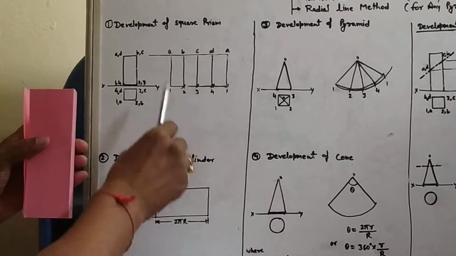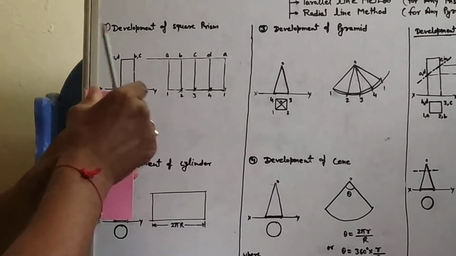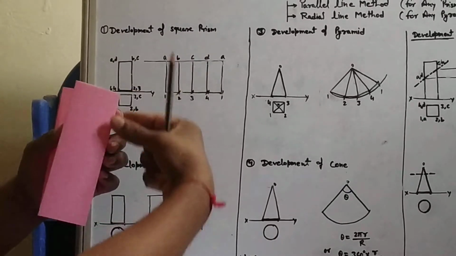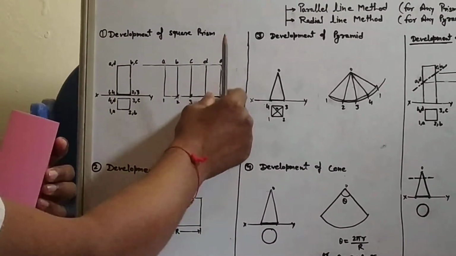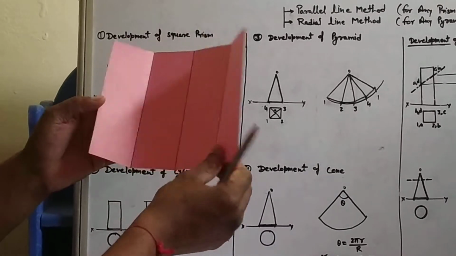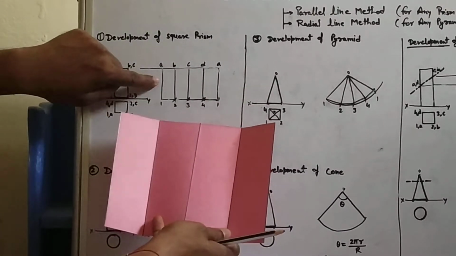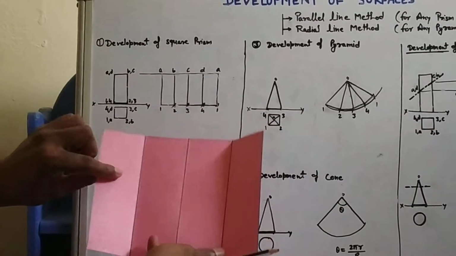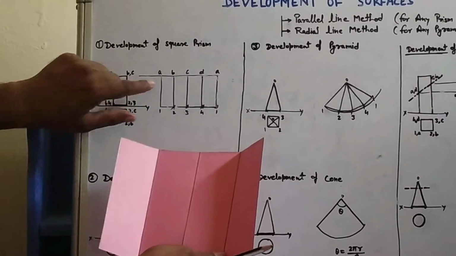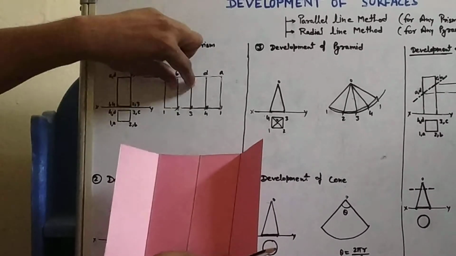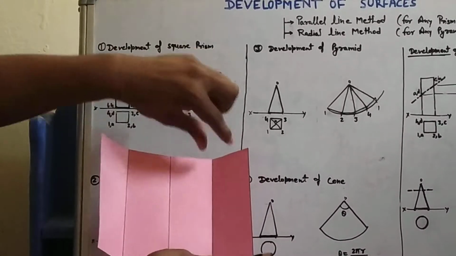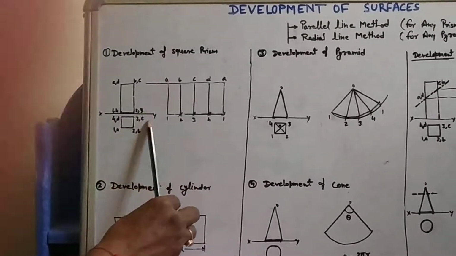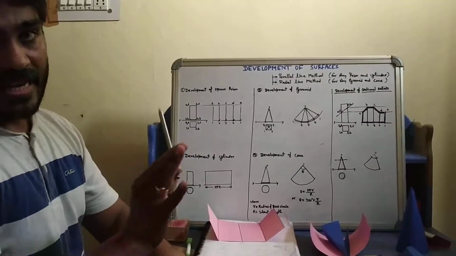Means 4 faces are here. One square face, one rectangular face, first one, second rectangular face, second one, third rectangular face, third one, and fourth one rectangular faces. And now if I open it up, it will look similar to this one. There is a size difference because this is comparatively bigger, but it will look the same. First, second, third, and this one is fourth. So we have already developed the surface of a square prism. I think you will understand it.